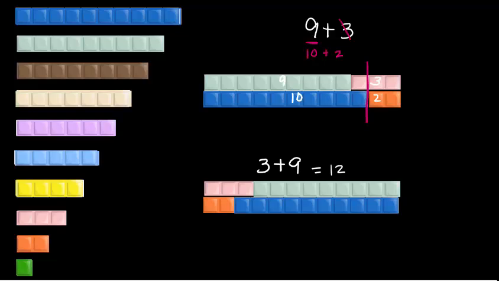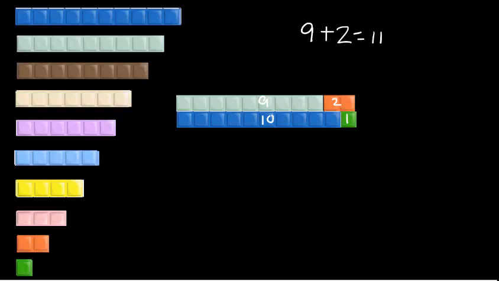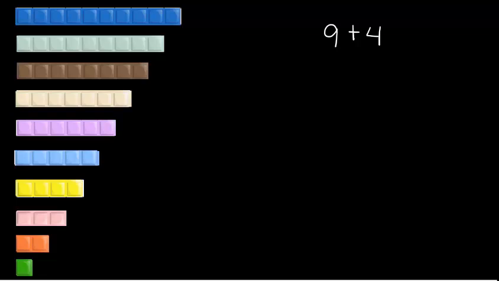Let's look at that with one of these other ones here. 9 plus 2 is 11. Well, if that 9 took one of the 2's, that would be the same as 10 plus 1, which is 11. Let's see how that will work with the 4's.